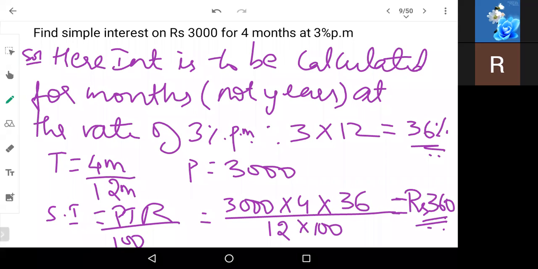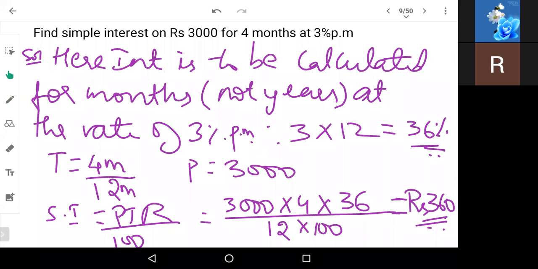32,400. From where did you get that? You found the amount, is it, Kirti? 3,000 into 4 into 36 divided by 12 into 100. Okay. But how did you get 32,400? That is actually too much. You will get 3,360 rupees. That's all. If you see here, the interest is 360 rupees, and the principal is 3,000. So you'll get 3,360 rupees as the amount, not 32,400.